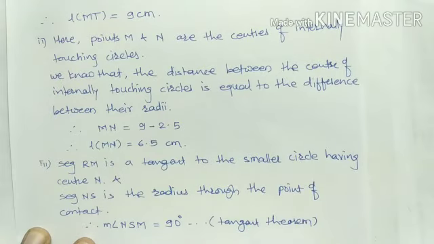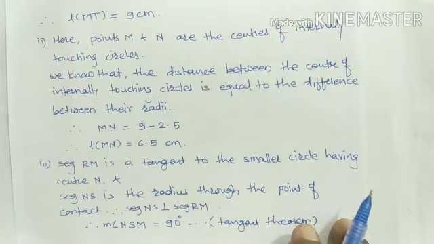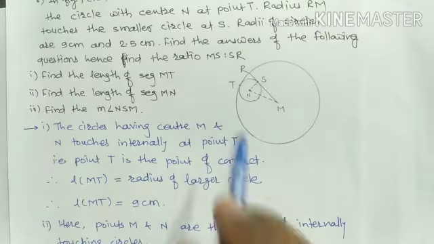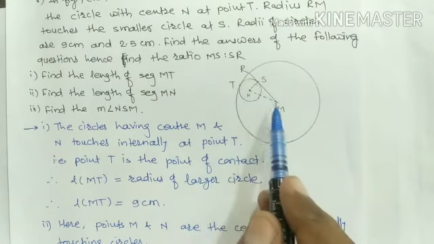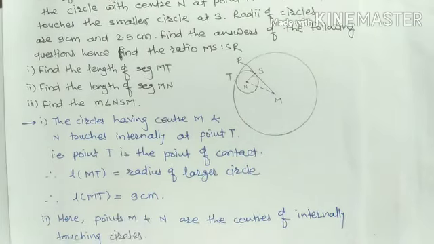Here we can add one more step: therefore segment NS is perpendicular to segment RM, and here we can write this reason. Therefore measure of angle NSM equals 90 degree. If you write this step, write the reason here and then write this step after it. Now we have to find the ratio of MS is to SR. For that, first we have to find the lengths of MS and SR.